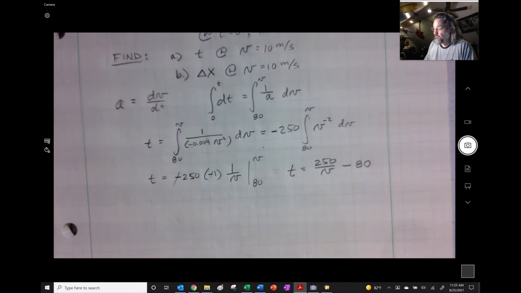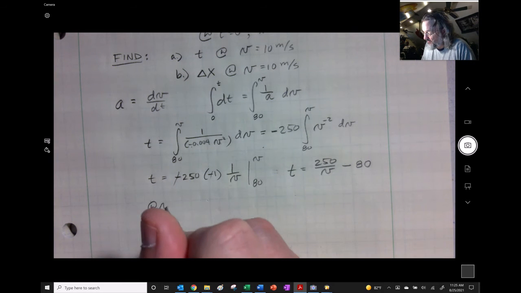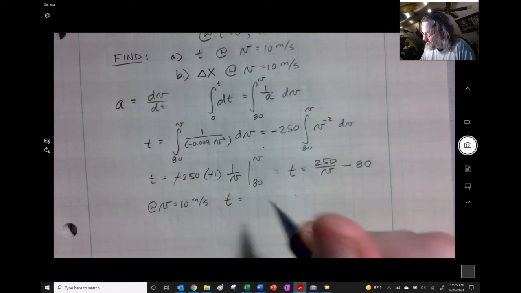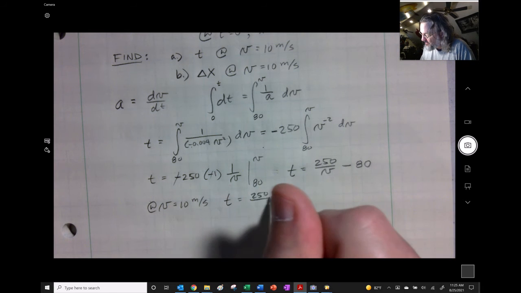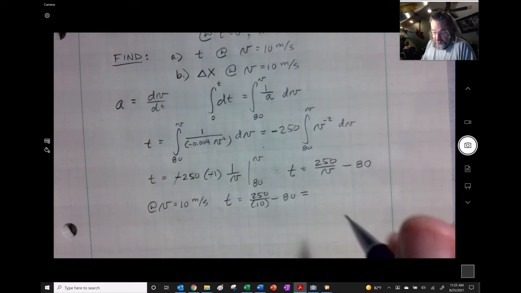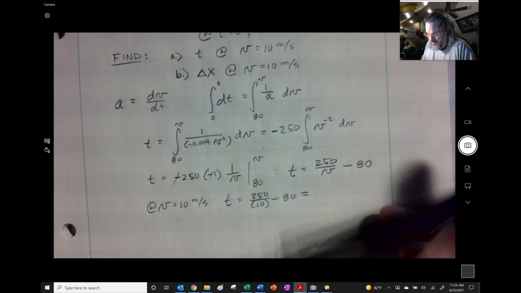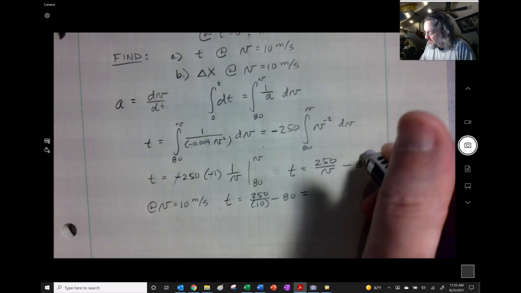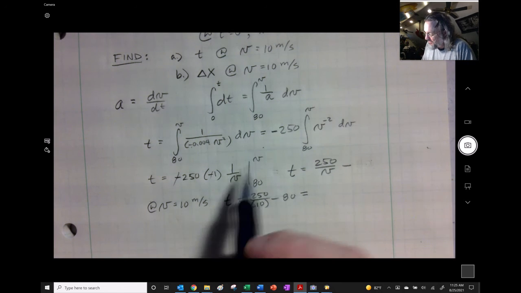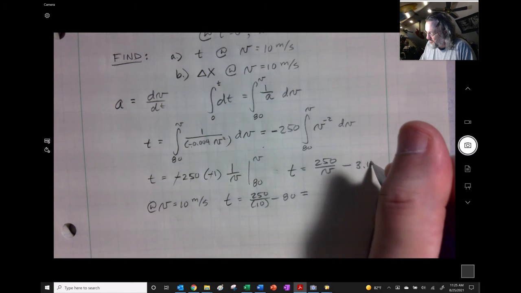All right. So now we can actually solve for this thing right here. So we go at v equals 10 meters per second. t is equal to 250 divided by 10 minus 80, which is equal to, wait a minute, that is not true right there. My bad, sorry. This should be 250 divided by 80, which ends up being 3.125.